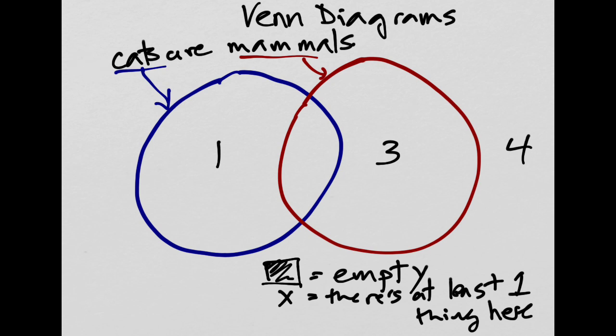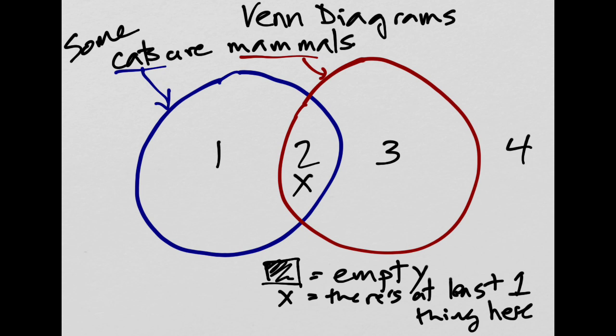And so we could have: some cats are mammals. Now, as we know, some means there is at least one. So we're saying there's at least one cat that is a mammal. So when we want to say there's at least one thing, we've got to use the X. And so where are things that are both cats and mammals? Well, hopefully you can see that they would be here in area 2. So we put an X in area 2 to indicate there's at least one thing in there. There's at least one cat that's a mammal.